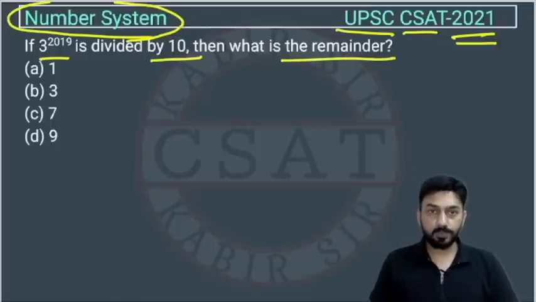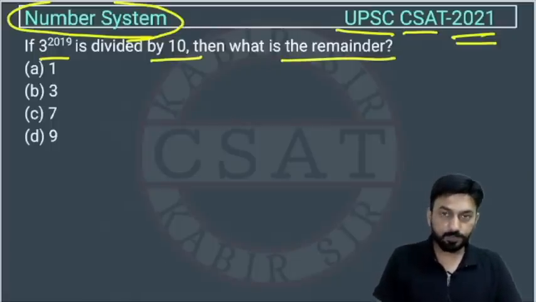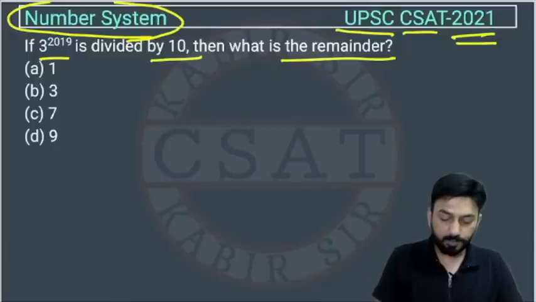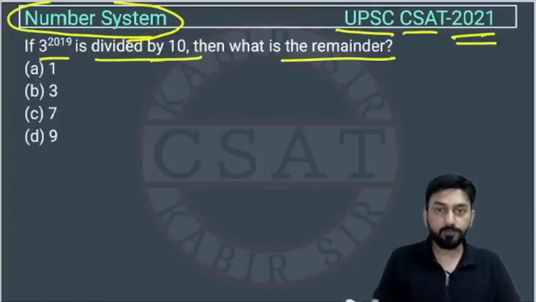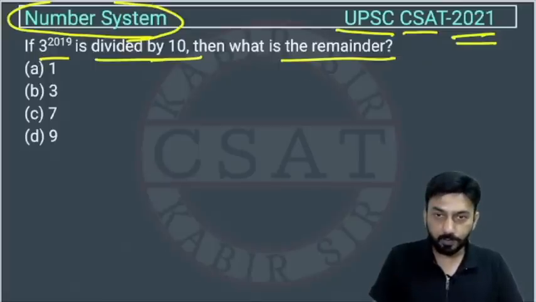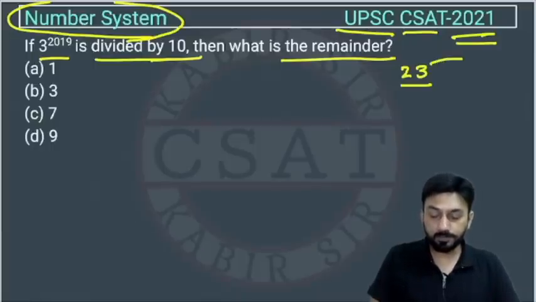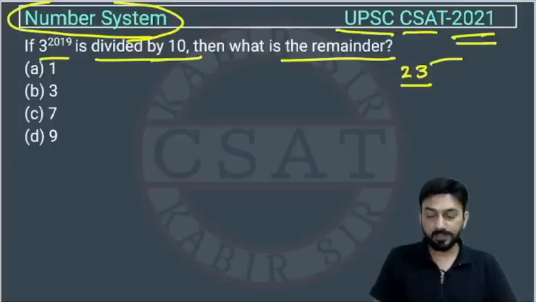Right. So इसमें देखिए ये बोल रहा है, थोड़ा सा चेंज किया गया है. Normally UPSC gives a question and says what will be the unit digit. Right. यहाँ पे बोल रहा है कि divide by 10, then what will be the remainder. Right. So suppose I am giving you the number 23 and I am saying what is the unit digit of this. So you will say 3. If I divide this number by 10, then what will be the remainder? The remainder also will be 3.